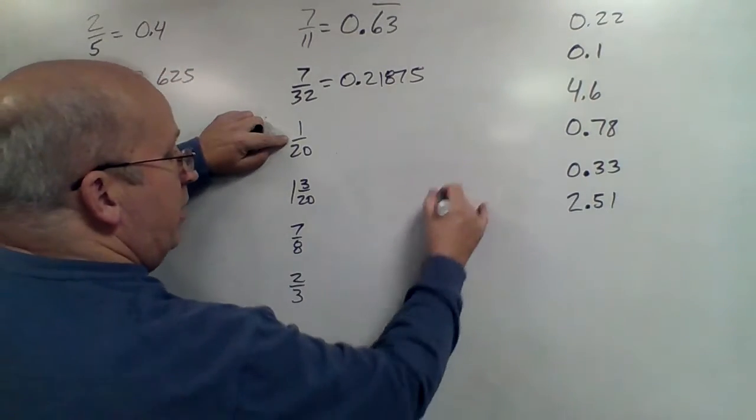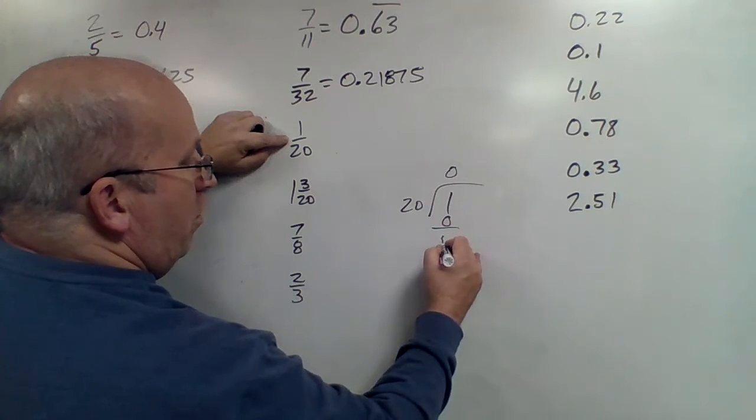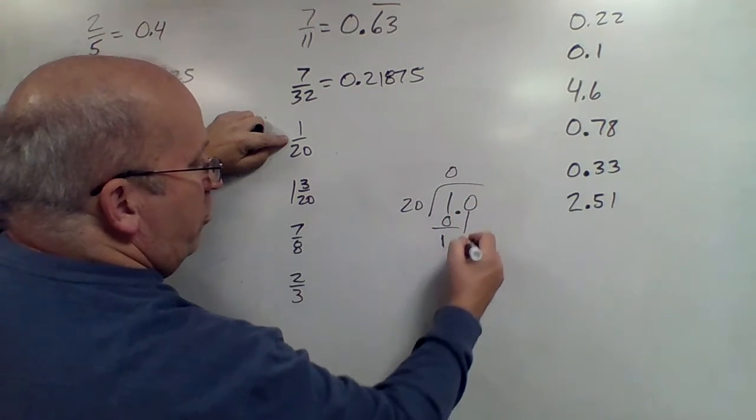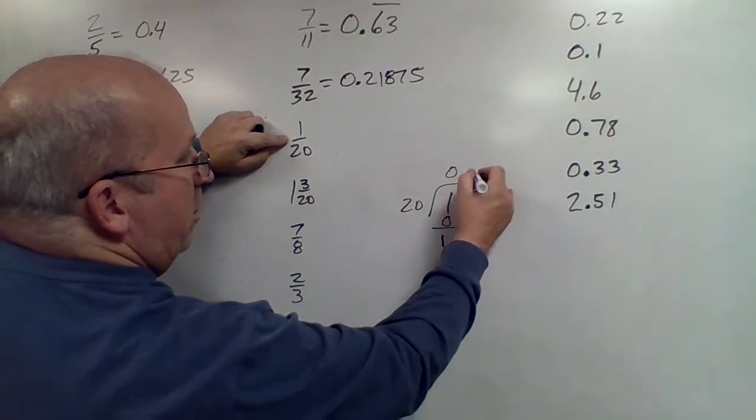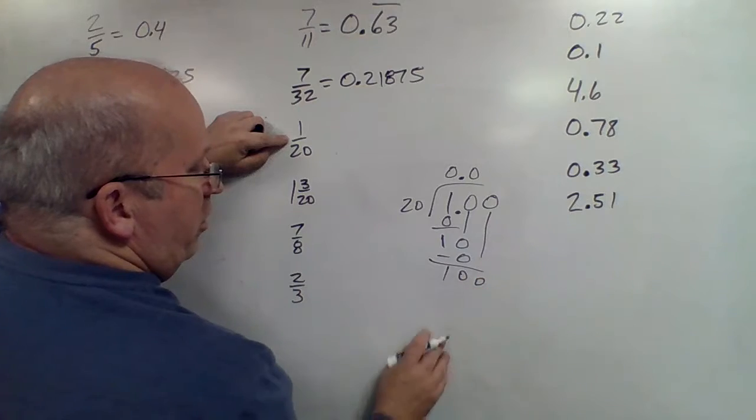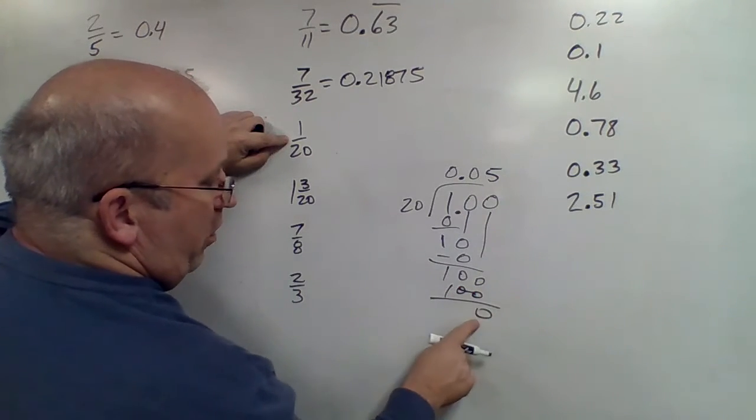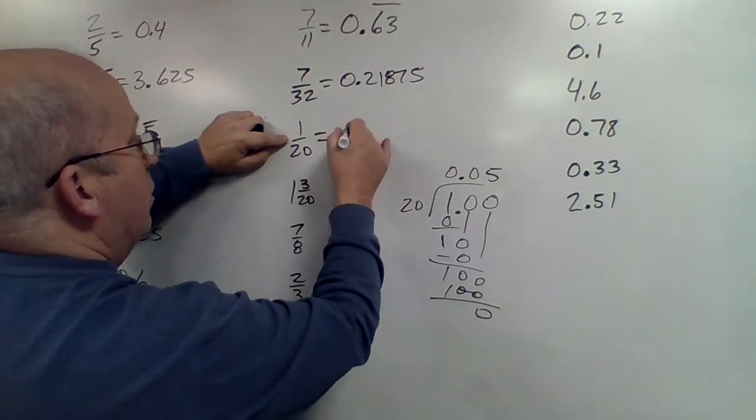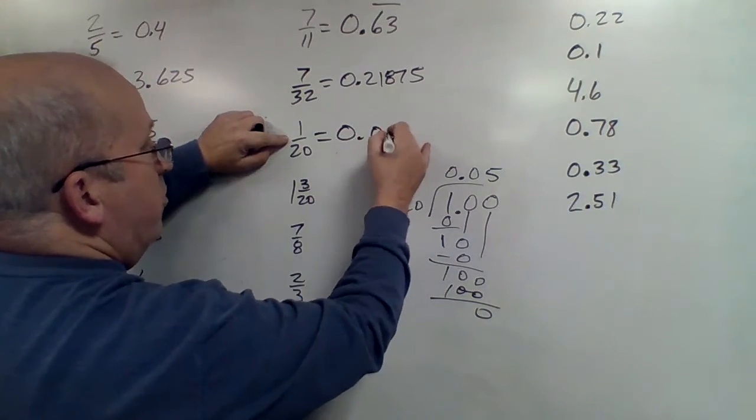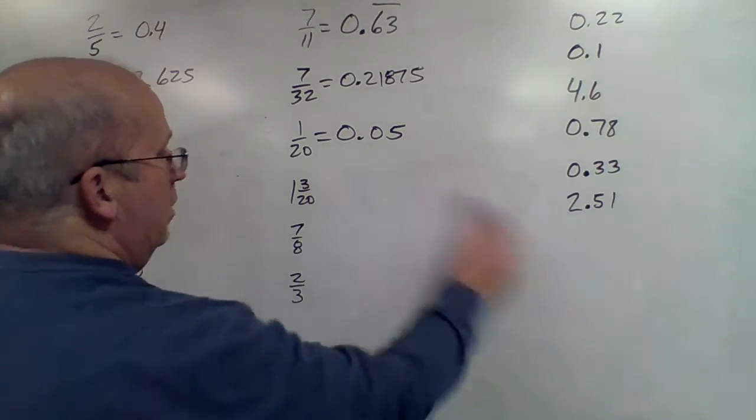1 divided by 20. 20 goes into 1 0 times. Let's bring down another 0. 20 goes into 10 0 times. Let's bring down another 0. 20 goes into 100 5 times. There's our remainder of 0. 0.05. How about the next one?